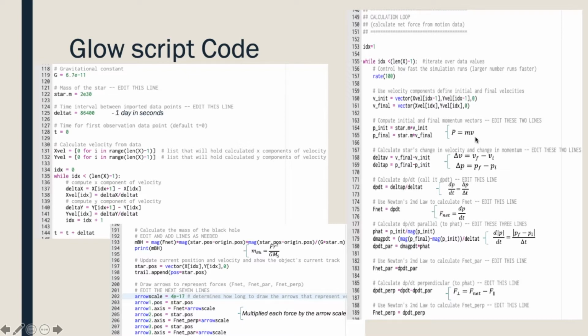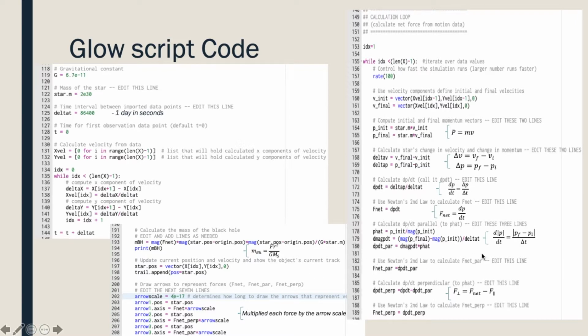For our initial and final position vectors, we can use p equals mass times velocity to find those. Then to calculate the change in velocity and the change in momentum, we can use delta v equals v final minus v initial, and delta p equals p final minus p initial. For dp dt, we just put our change in momentum over our change in time. For Newton's second law, we can do F net equals dp over dt.